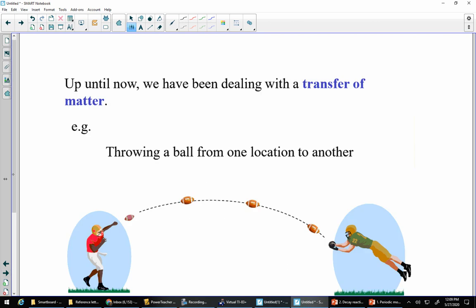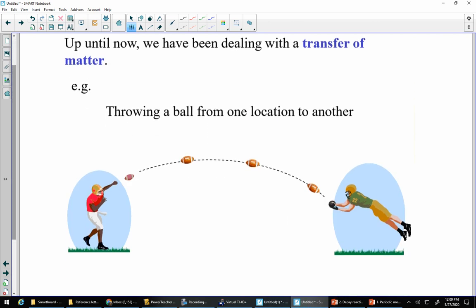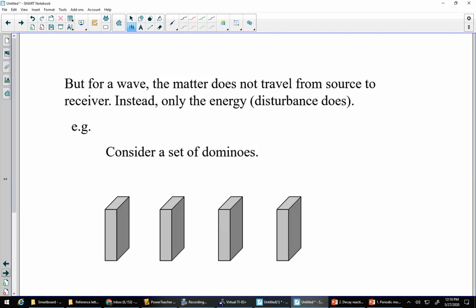So until now, we have talked about transfers of matter. Like person number one throws a football. It goes into this nice parabolic motion, and we have this 2D projectile. It is the matter, the football, that's traveling from one location to another. What we want to talk about is not matter really traveling, we want to talk about energy traveling.